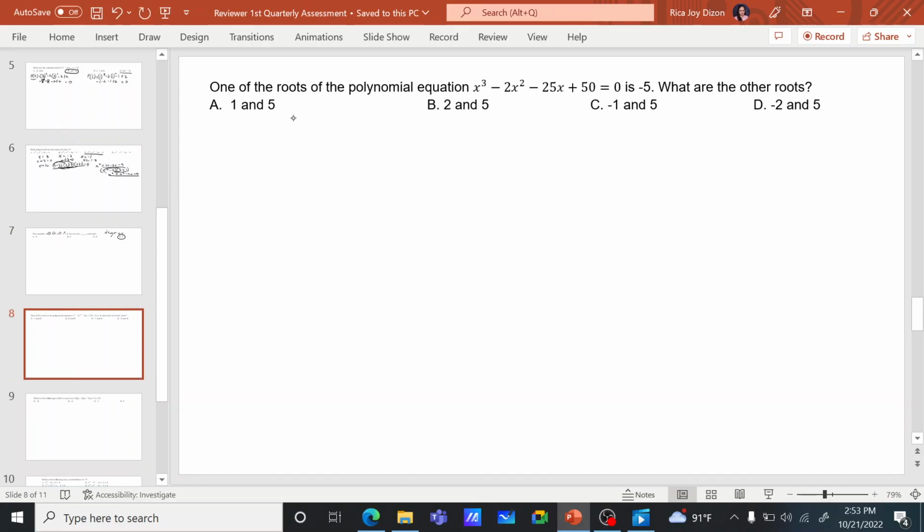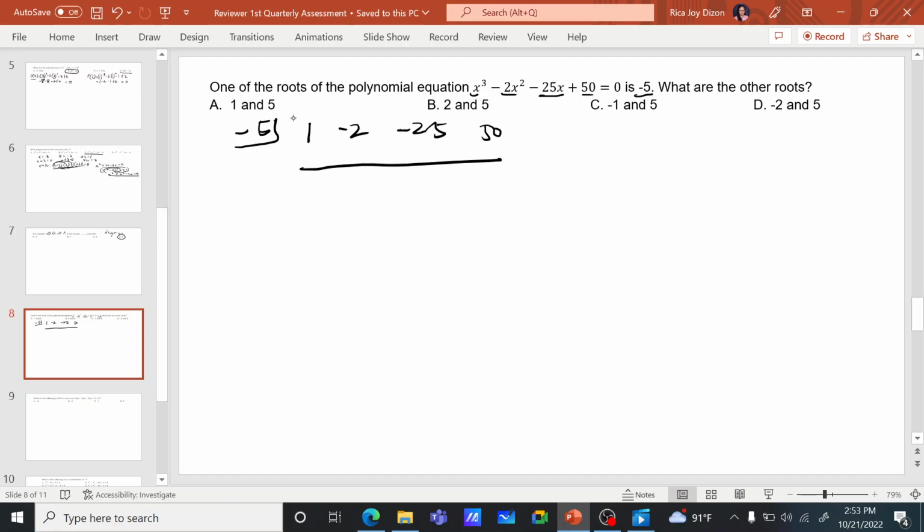One of the roots of the polynomial equation x cubed minus 2x squared minus 25x plus 50 equals 0 is negative 5. What are the other roots? Among the choices, how do we select them? One of the roots is negative 5. We know already that's one of the roots. To obtain the others, we can use synthetic division. How do we use synthetic division? By writing the coefficients of each term. The first is 1. We have negative 2, then negative 25, then 50.